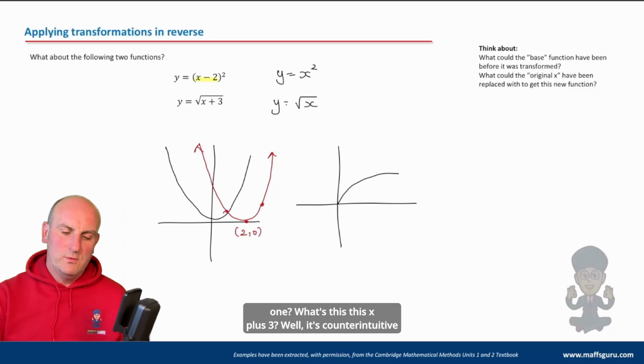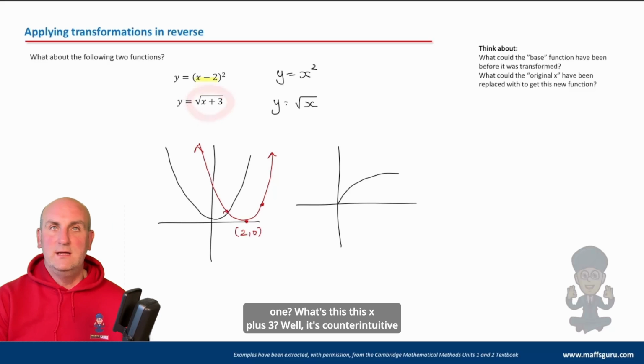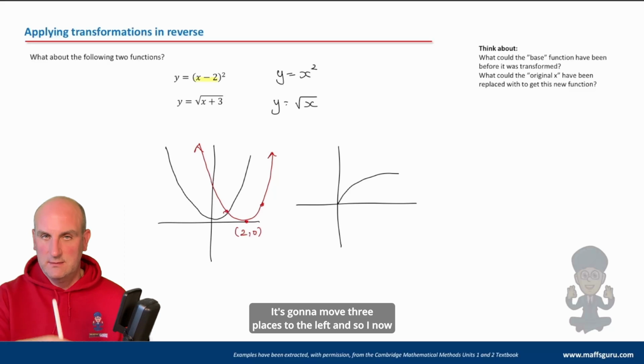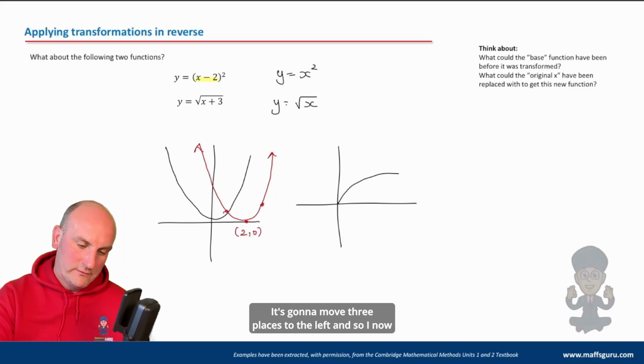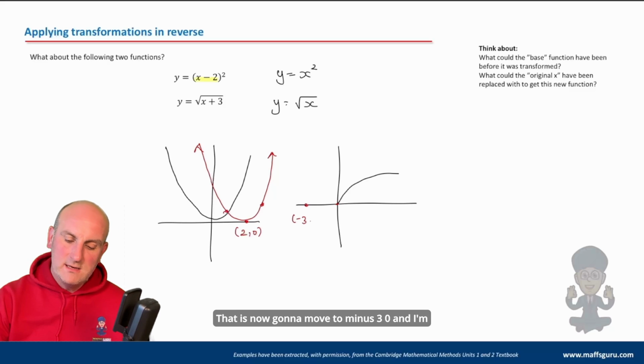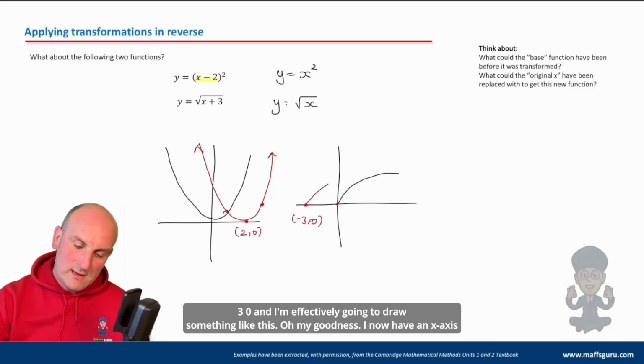What about the next one? What's this x plus 3? Well, it's counterintuitive, yes, and that's what I start to build up. It's not moving 3 places to the right. It's going to move 3 places to the left. And so I now know that that point was 0, 0. That is now going to move to minus 3, 0. And I'm effectively going to draw something like this.